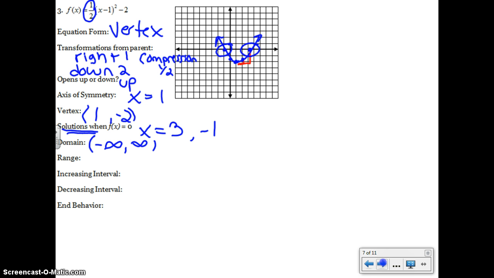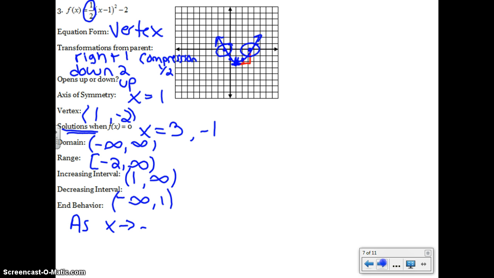My range begins at where is my vertex? Right here, at -2 is my lowest y value, and then I go up to infinity. I am increasing from this x value right here, which is from 1 to infinity. I'm decreasing from -infinity to 1, and then my end behavior.